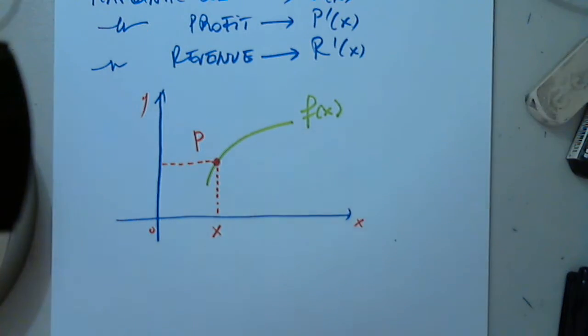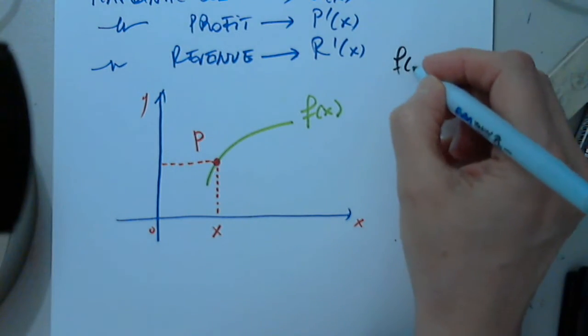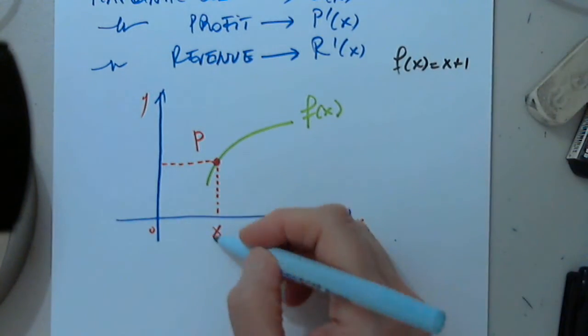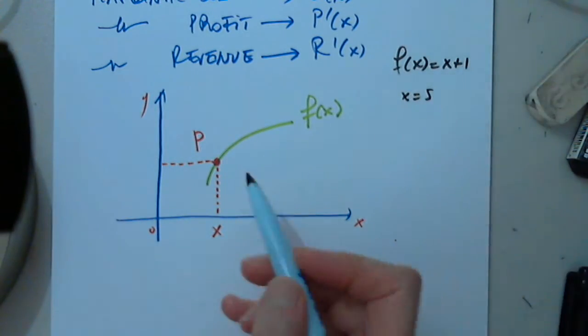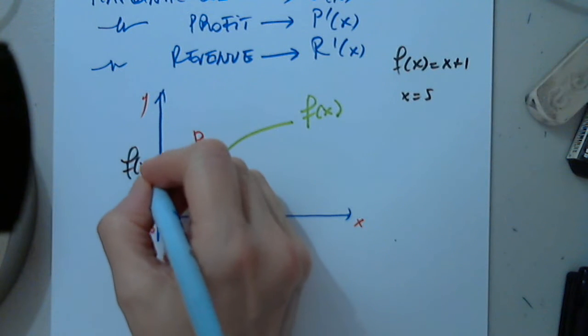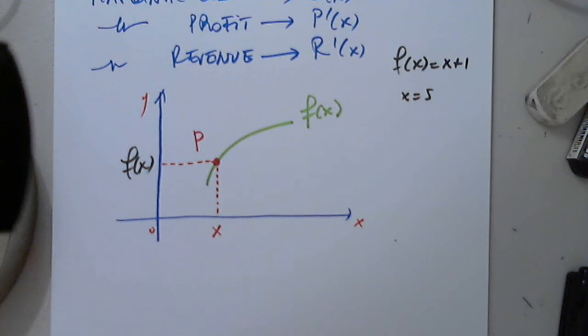So this is the function. If I say here on the side, the function is x plus 1, and I say x is 5, how do you determine the y value? You would substitute the 5 in. Absolutely. So this must be f of x, no question. That's all I need you to say. If this is x, this must be f of x.